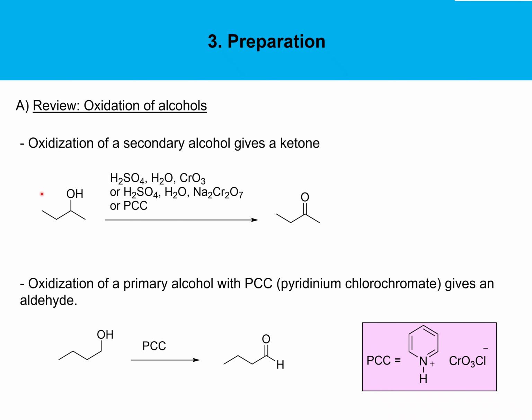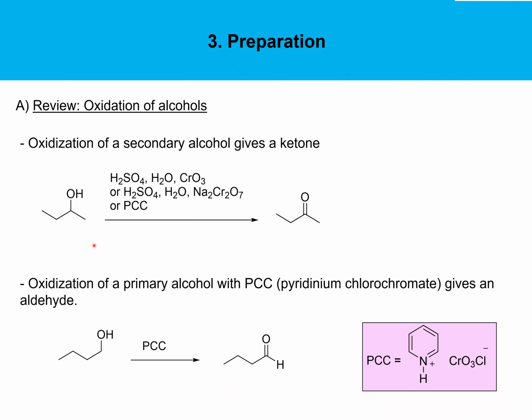In covering the reactions to prepare aldehydes and ketones, let's begin by reviewing some of the reactions we should be familiar with already. For example, one of the ways we can make an aldehyde or a ketone is by oxidizing an alcohol. If we oxidize a secondary alcohol, as shown in this example, with some sort of chromic acid, so we can use chromium trioxide or we can use sodium dichromate, mixed in with sulfuric acid and water will make chromic acid. That will lead to oxidizing a secondary alcohol into a ketone. We can do the same thing with PCC as well.